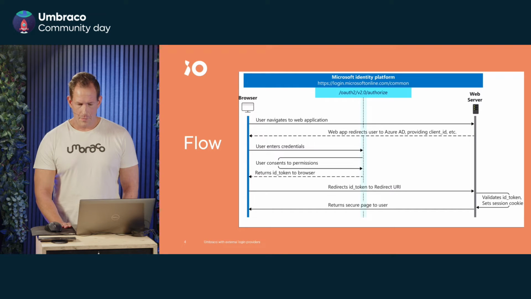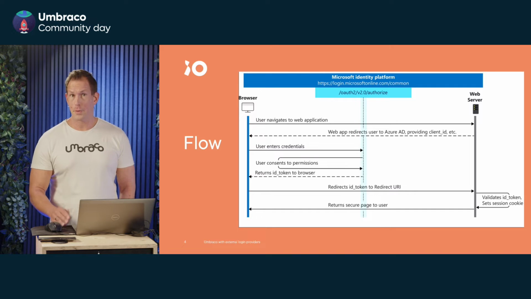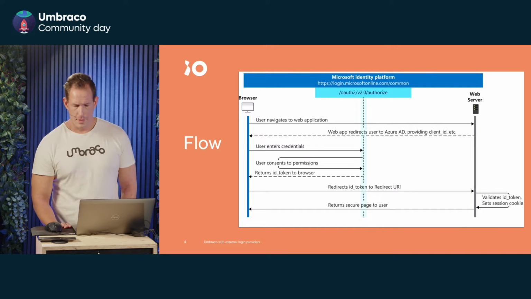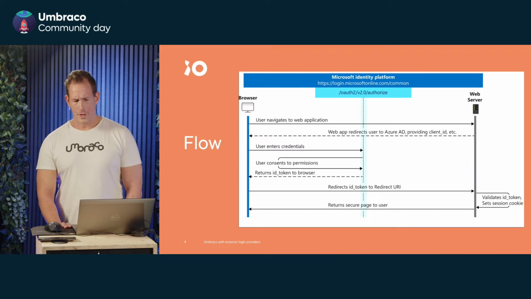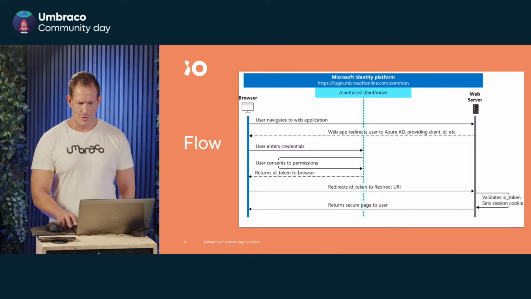And finally, a secure page will be returned to the user if the ID token is valid. We will also follow these steps when we use external login providers with Umbraco. The ID token here is important. We're going to need that in our application later.